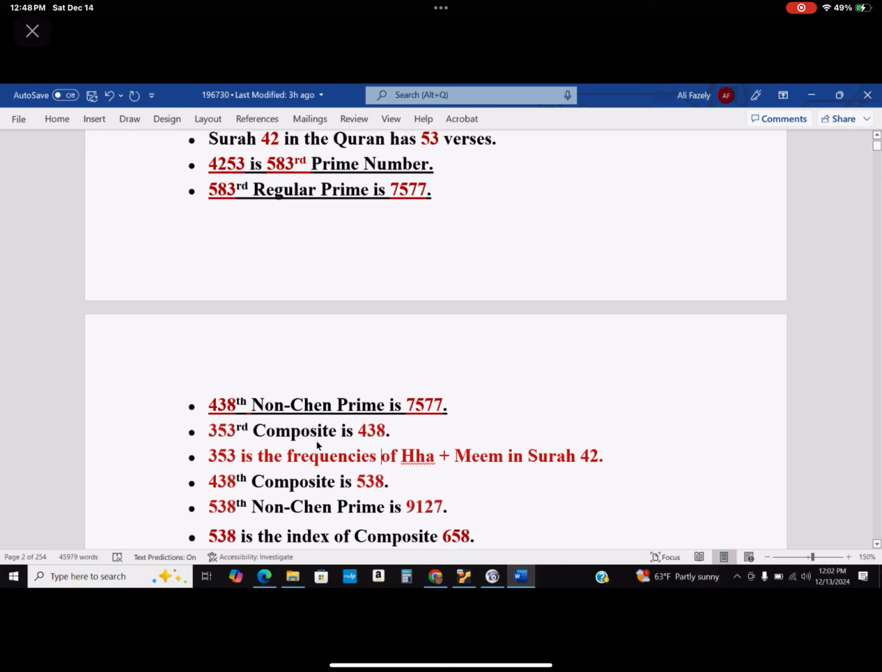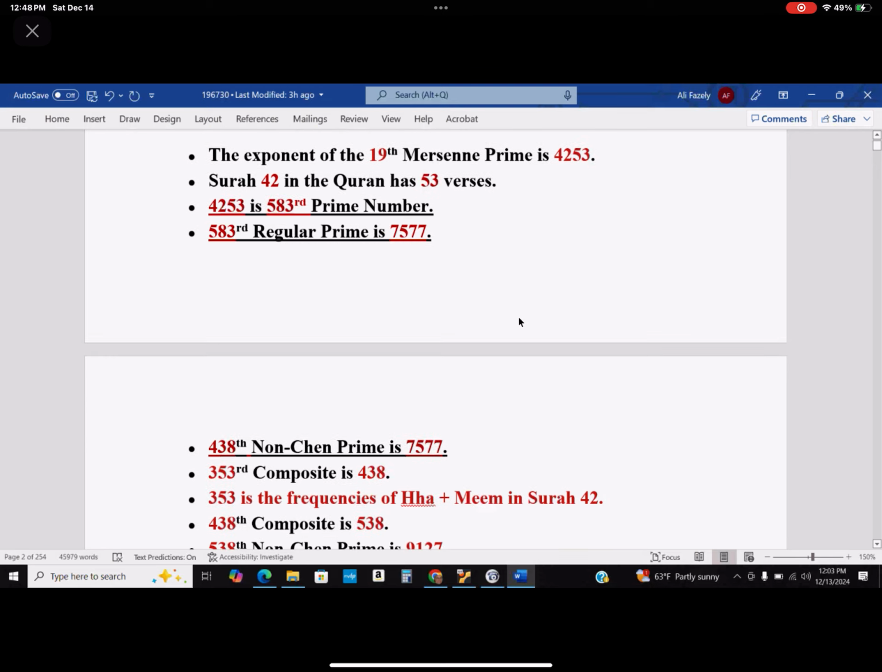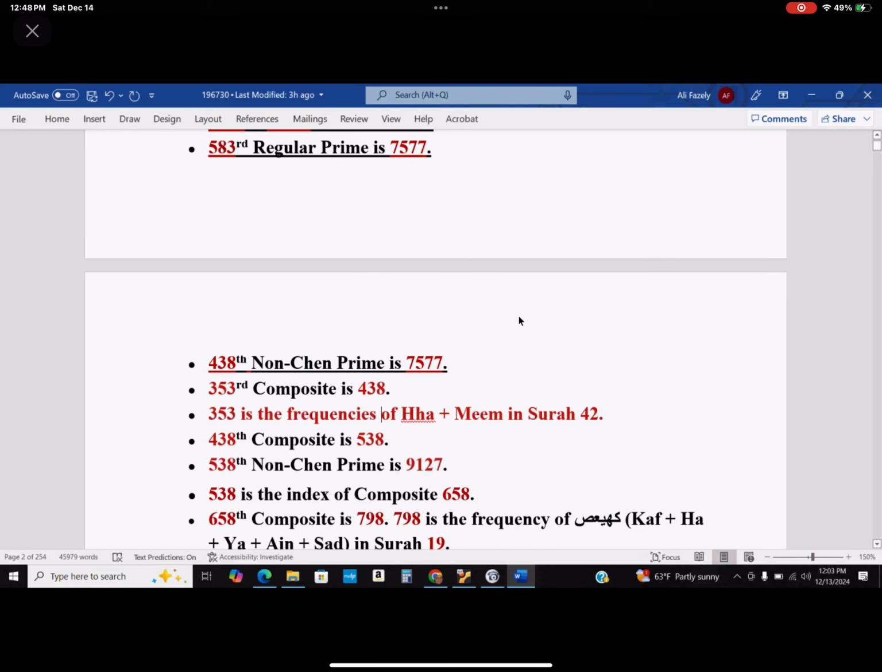Okay, so as you see now, we started with chapter 42 having 53 verses. Through this mathematics that I just showed you, all these bullets here, we found out that it actually generates the number of Hha Meems in chapter 42. So it immediately connects it to this chapter again. It tells you how many Hha Meems it's supposed to have. It's absolutely mind-boggling.